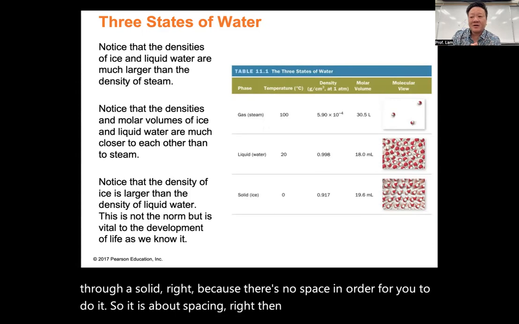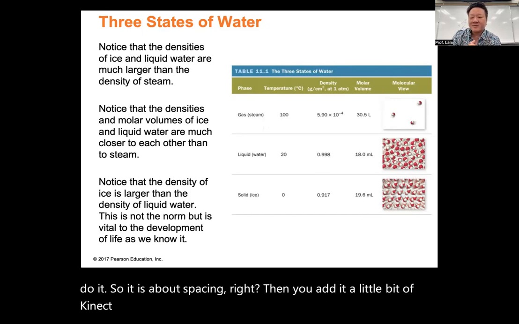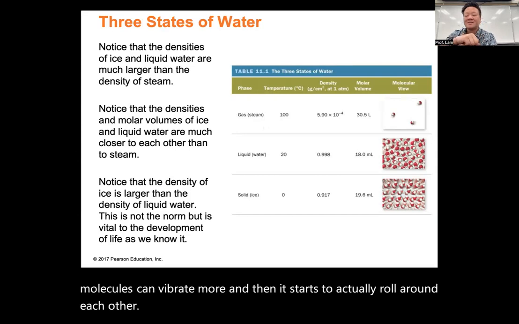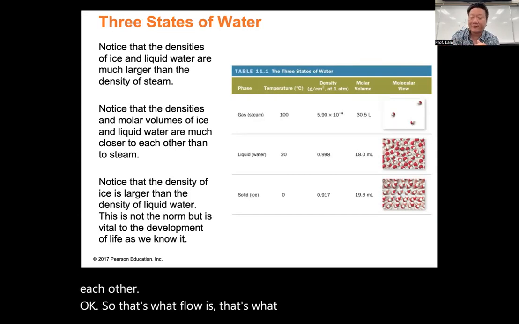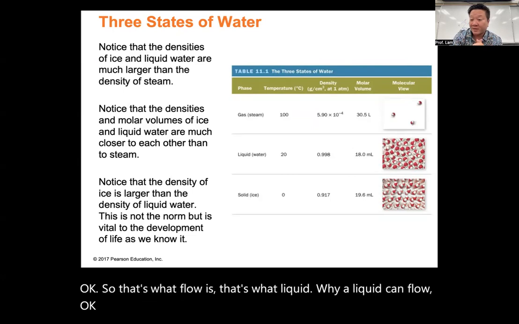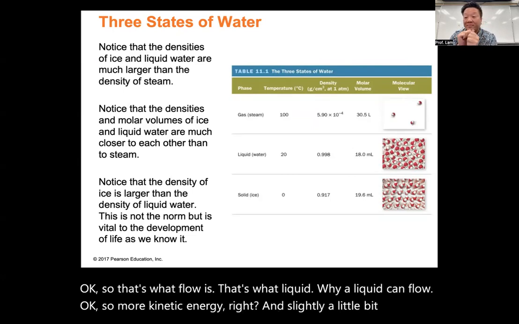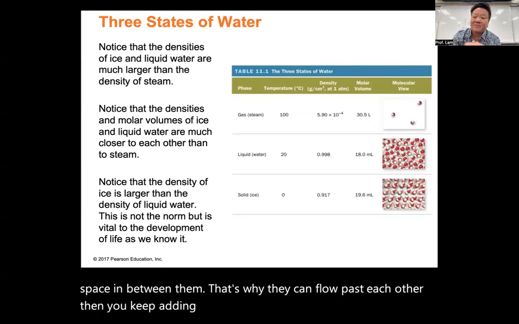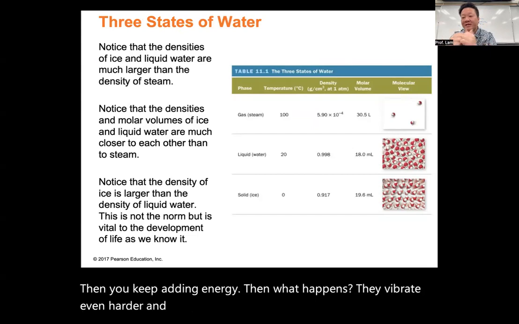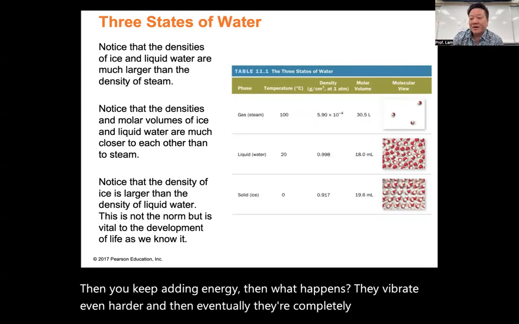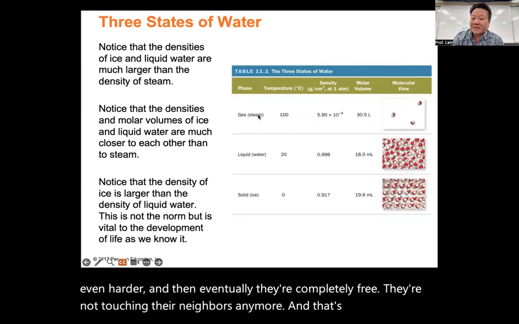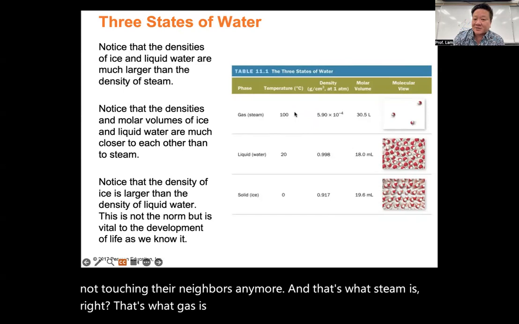Then you add a little bit of kinetic energy, right? You warm that solid up, and eventually the molecules can vibrate more, and then it starts to actually roll around each other. Okay, so that's what flow is. That's why a liquid can flow. Okay, so more kinetic energy, right? And slightly a little bit more space in between them. That's why they can flow past each other. Then you keep adding energy, then what happens? They vibrate even harder, and then eventually they're completely free. They're not touching their neighbors anymore, and that's what steam is, right? That's what gas is. So that's the 3 states of water, right?